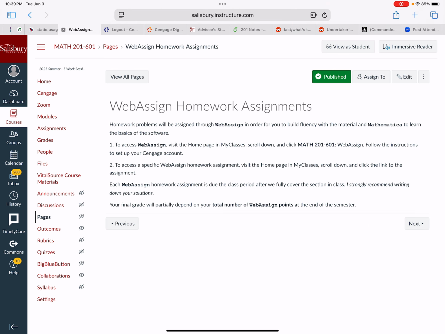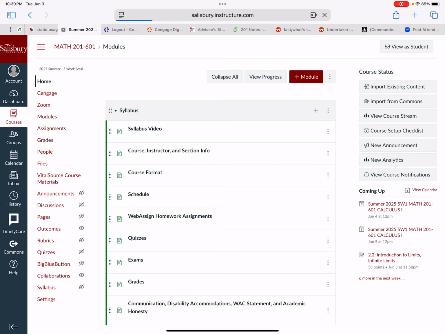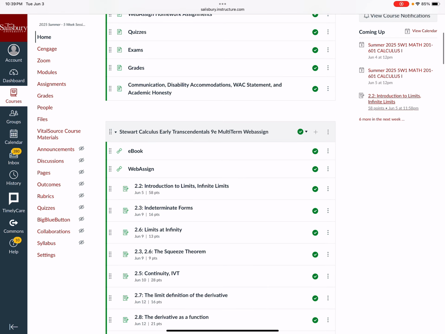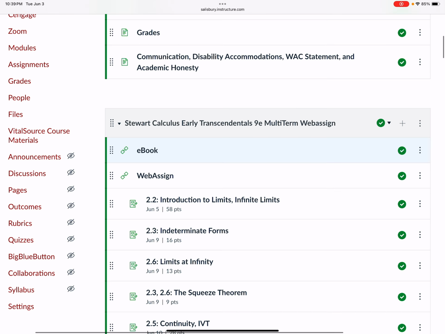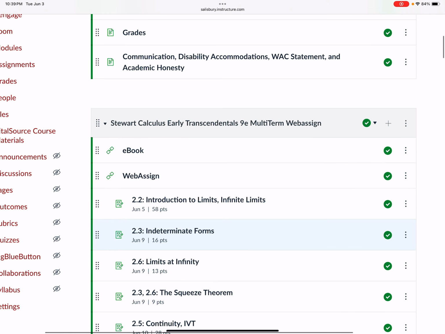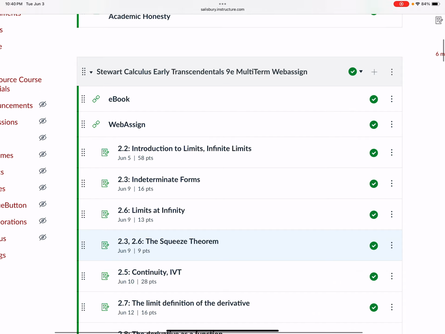Homework will be given online through a system called WebAssign. To access WebAssign, on the home page, just click WebAssign. If you want to access the ebook, just click ebook. And if you want to access an individual assignment, they're all listed here.